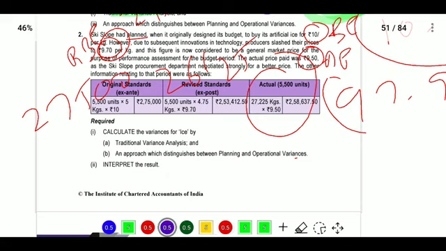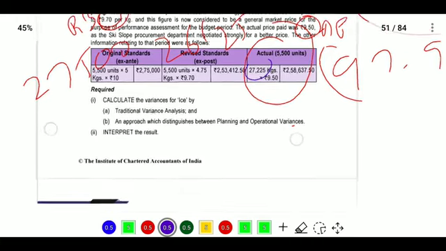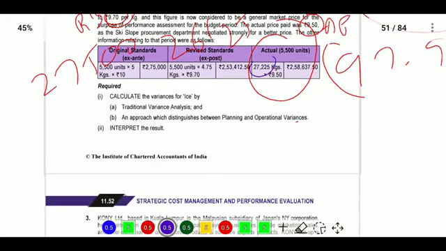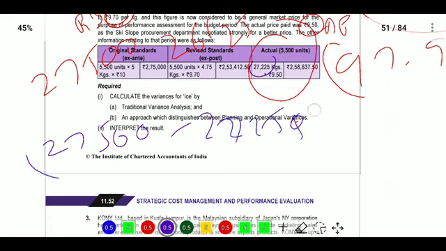After that, the actual was provided directly. If you go for usage variance, how will we get it? First we see budgeted minus actual. What is the budgeted? 27,500 minus 27,225, this is the actual, into which price will we take? The standard price, the budgeted price. What is the budgeted price? 10 rupees, so we take 10 rupees.